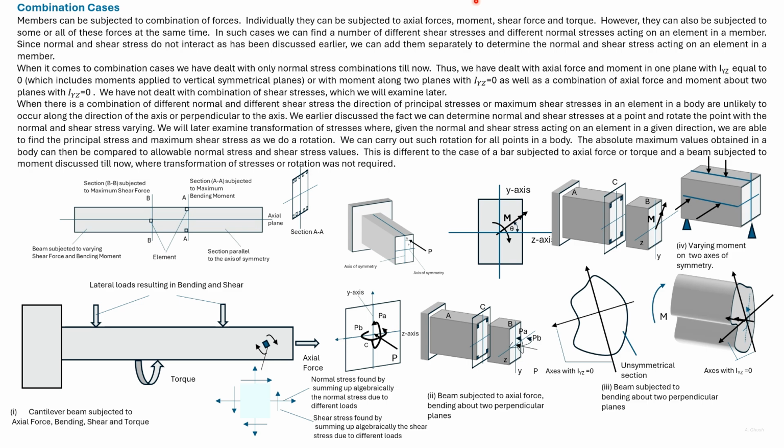Till now we have dealt with cases where we have algebraically added up the normal stress due to different loads, but we have not dealt with cases where we have algebraically added up the shear stress. Consider this case of a general eccentric load acting. This loading is equivalent to a load P acting on the centroid of the section and two moments perpendicular to each other acting about the two axes.